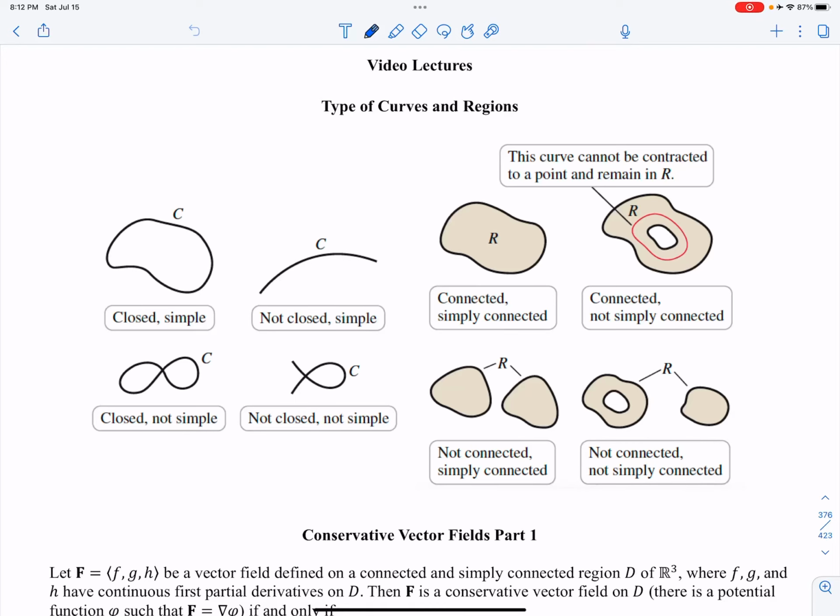In this video, we're going to begin furthering our discussion of conservative vector fields and line integrals. So at first, let's discuss some curves and regions. These are things that we're just going to have to check off the list to make sure that we can use the theorems in the next following sections.